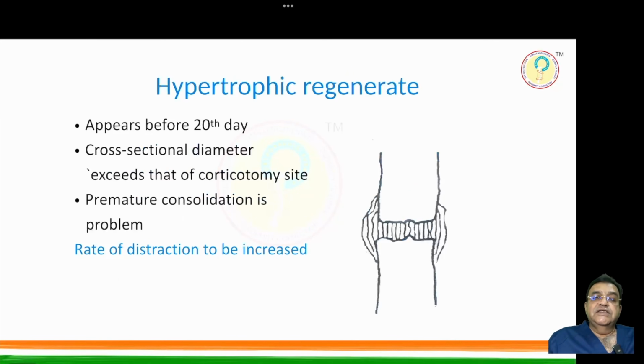So one is the hypertrophic regenerate. It appears before the 20th day, the cross-section diameter exceeds the corticotomy site, premature consolidation is a problem, and the remedy is that you increase the rate of distraction. So if you see that it's a thick regenerate, more than the width of the bone, you have to increase the rate of distraction.